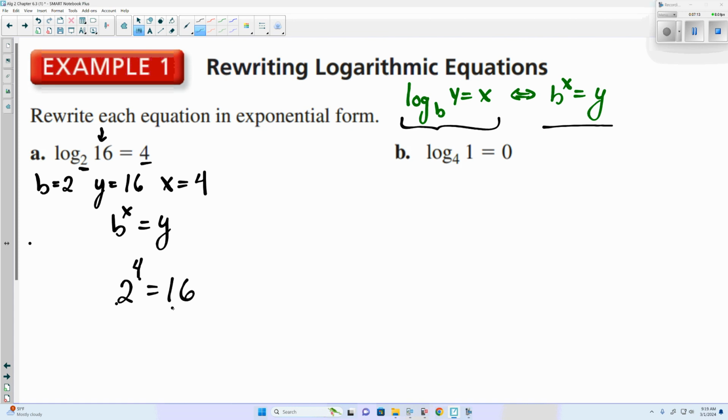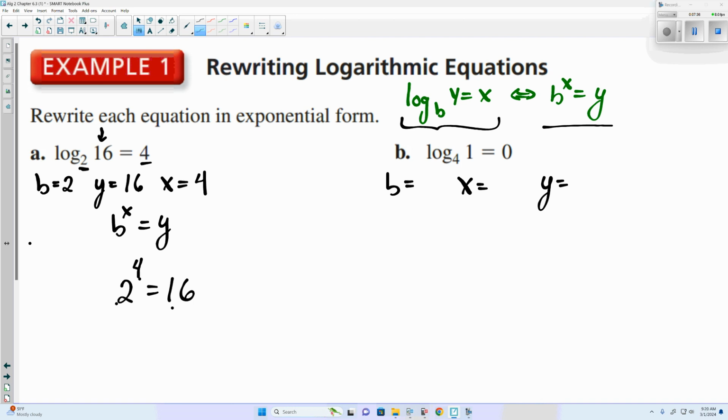Questions on this here? Are you ready for another one? So again, especially doing these the first few times, it's good to have the reference to b, x, and y. We'll go on and write those values out from the given form, because we're looking at it in logarithmic form. Log base 4 of 1 equals 0.